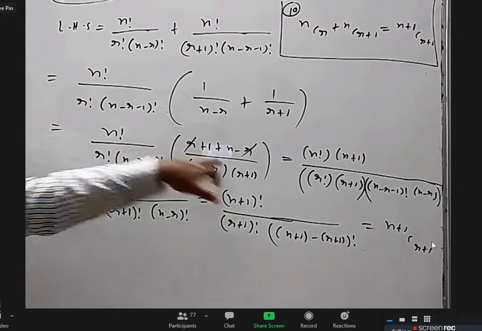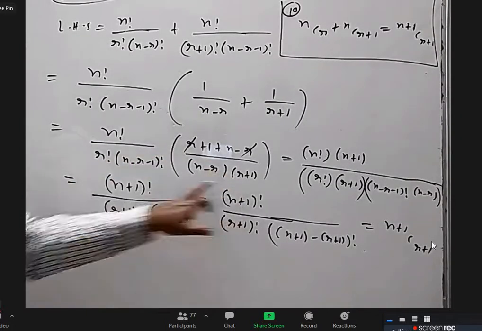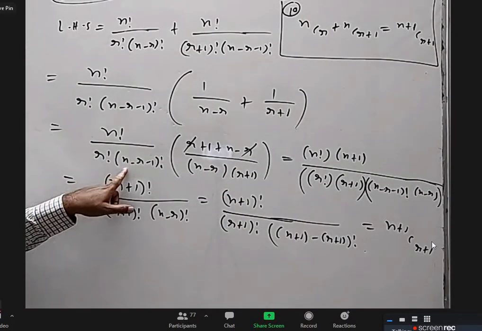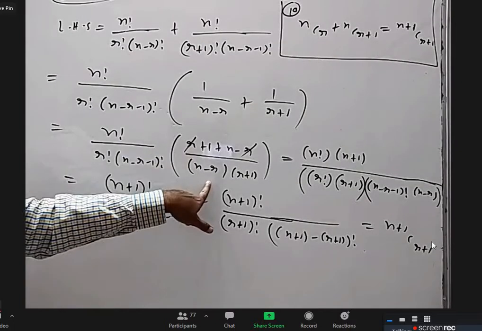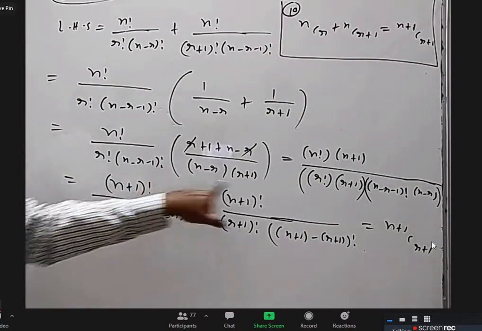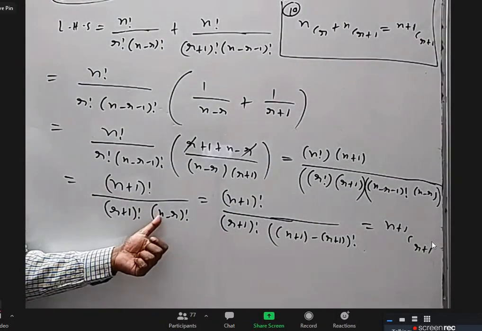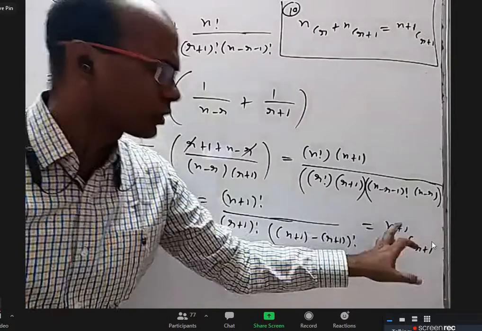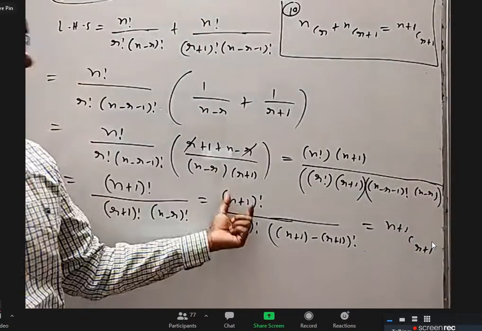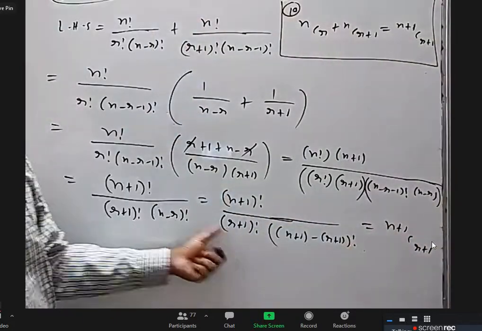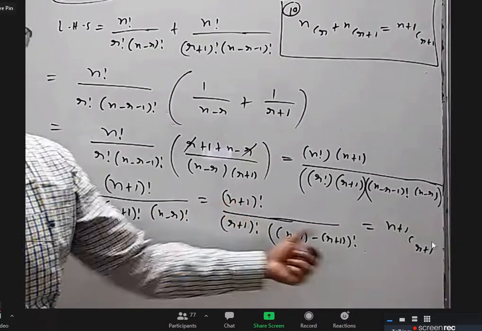This r factorial, the very next term is r plus 1. So this into this together is r plus 1 factorial. This is n minus r minus 1 factorial, and the very next term, 1 extra, is n minus r. So this into this together is n minus r factorial. That I added one here, just to show that it appears like n plus 1 factorial, r plus 1 factorial, and this n minus r is nothing but the difference of these two only.